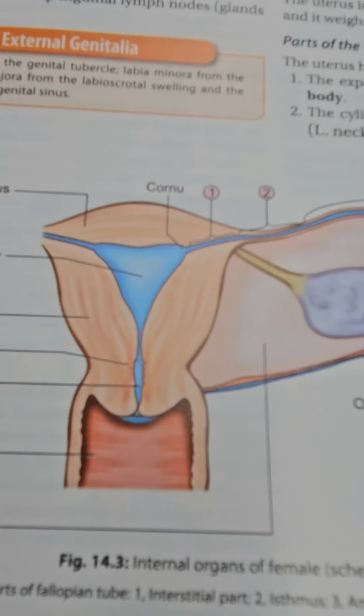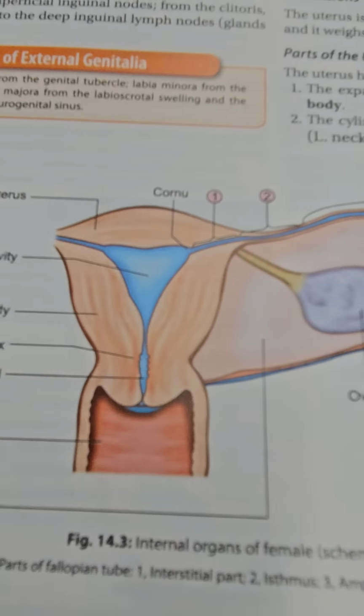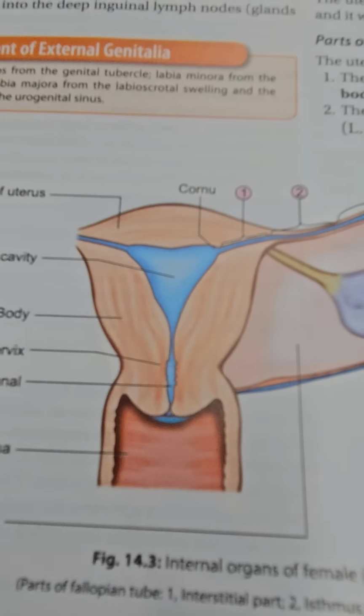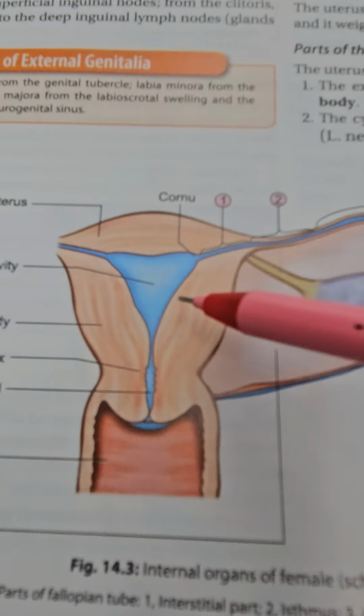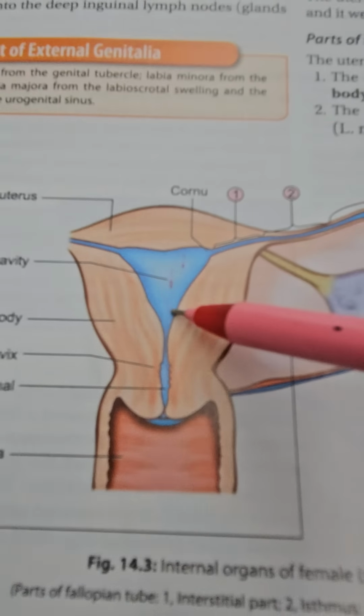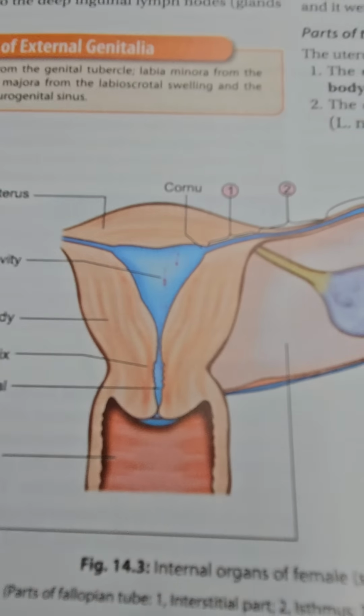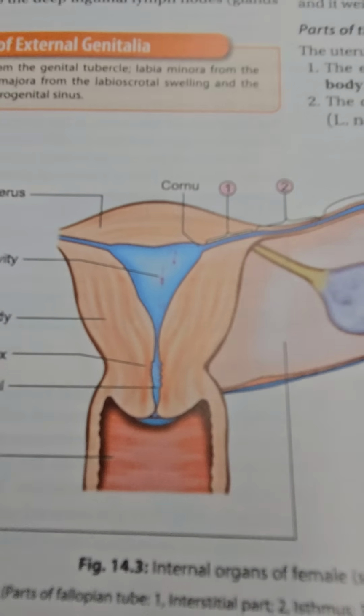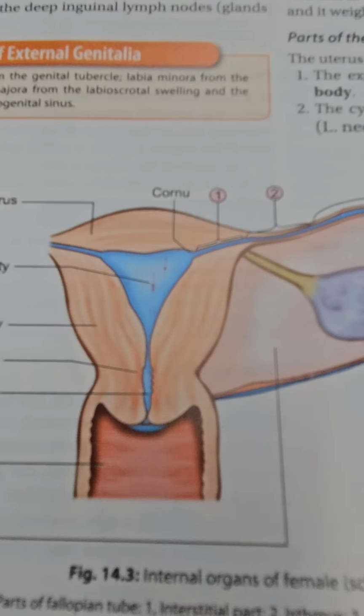So this is a picture of female internal organs. The female internal organ consists of a uterus. This is a very practical and burning problem. That's why I am very much interested to illustrate this video.